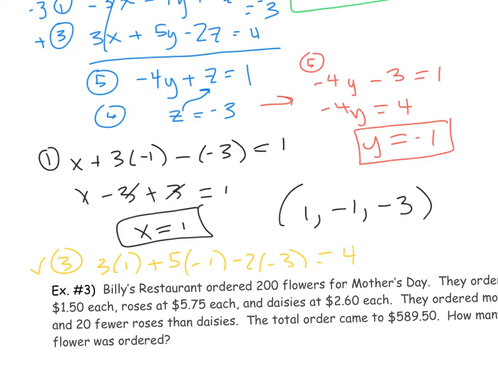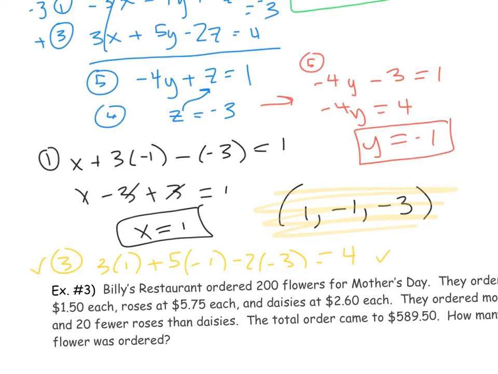So let's look. 3 times 1 is 3. 5 times negative 1 is negative 5. So 3 minus 5 is negative 2. Negative 2 plus a positive 6 does equal 4. So I know I'm okay here, and my answer is correct. That is 2 3x3 systems solved by elimination and some substitution.